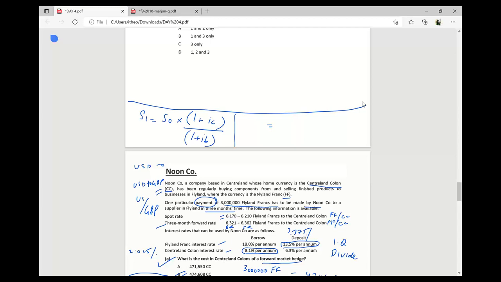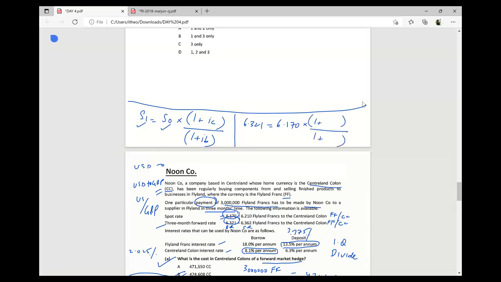Now, are you given the spot rate? Yes, S0 is the spot rate, 6.170. S1 is the forward rate. Are you given the forward rate? Yes, the 3 month forward rate is given, 6.321. You are given spot rate S0, 6.170, and the forward rate as well, 6.321, the 3 month forward rate.